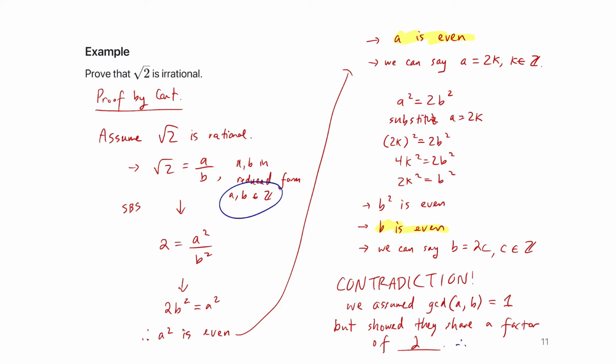And so we assume that A and B are in reduced form, but then we show that A has to be even and B has to be even. This means that they share a factor of at least 2, which means that they weren't in reduced form, and that's our contradiction. Therefore, root 2 is irrational. Is that clear?